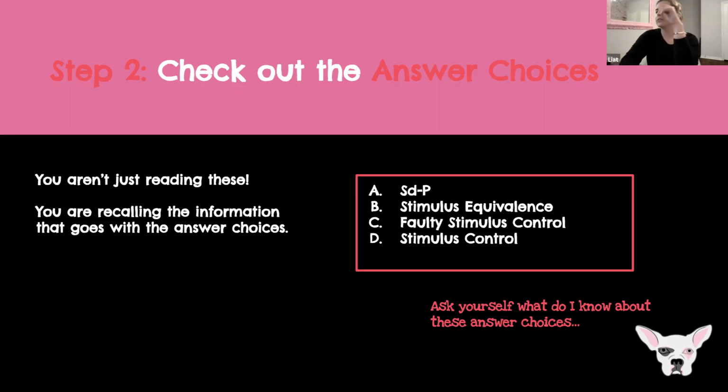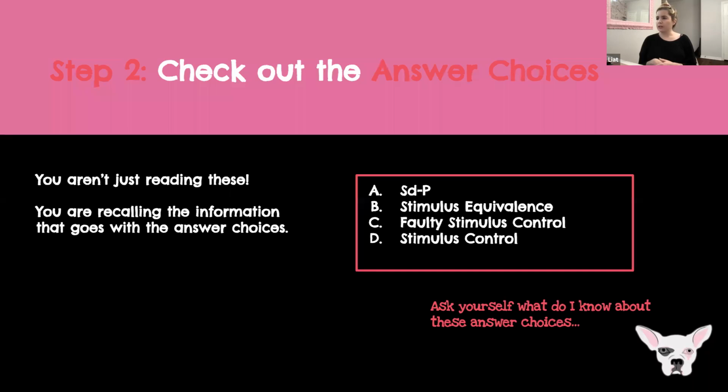All right, so we want to check out the answer choices. What do we know about the different answer choices? Well, I'm going to go through them. Okay, so this is when you come back to what you've been studying. You're like, okay, SDP. Shit, I'm always confused on that. I know it's a discriminative stimulus for punishment, but okay, right?